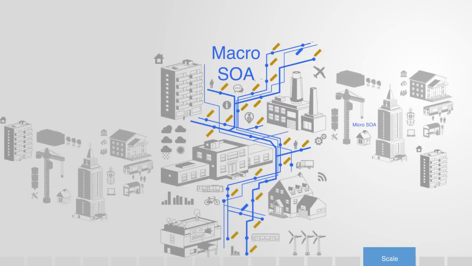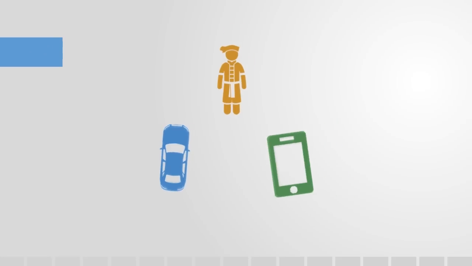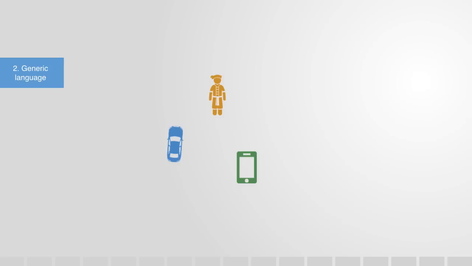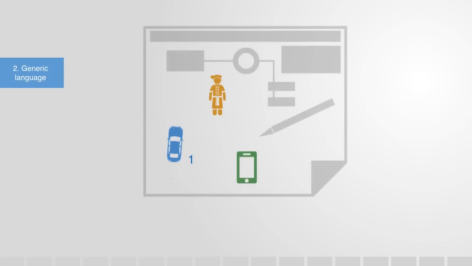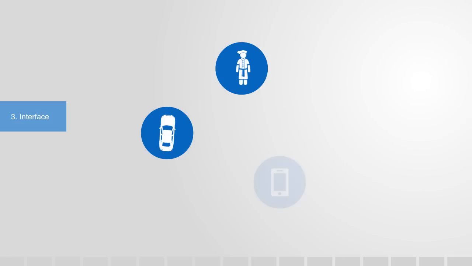We have a set of heterogeneous components. These components might be people of different cultures in a society, they might be different modes of transportation within a city, or they might be different devices connecting to an Internet of Things platform. We create a generic language that can be used to describe all the components in the system and their service. We create interfaces for the components that translate their local language or functionality into the global language.